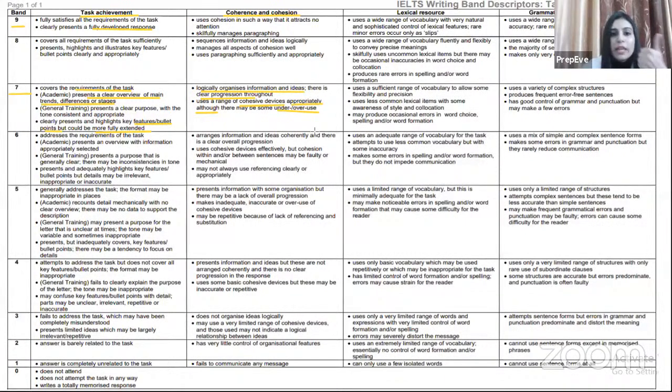You just have to use them accurately so that they attract no attention. That's what the 9-band score says: uses cohesion in such a way that it attracts no attention. Is everyone clear with the meaning of no attention? What do you mean by it should not attract attention?